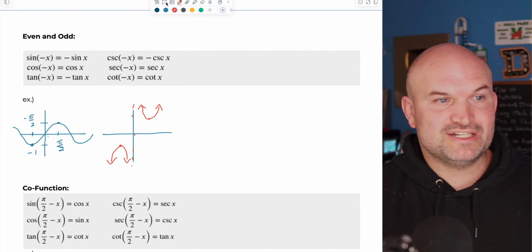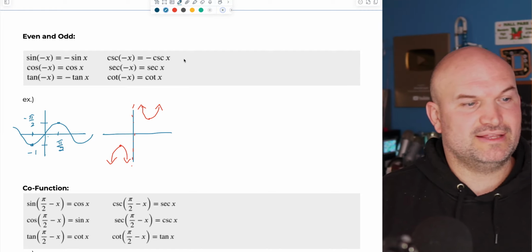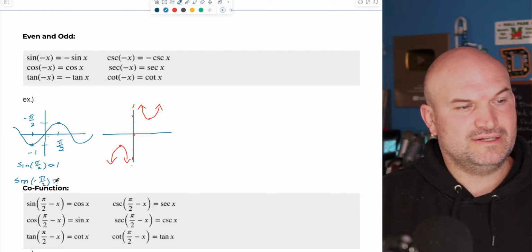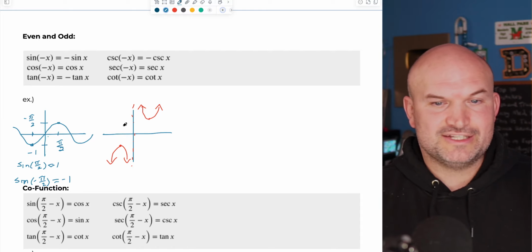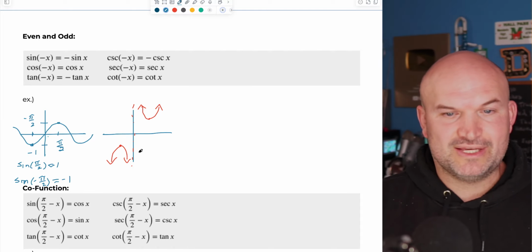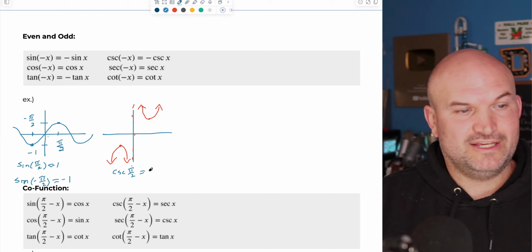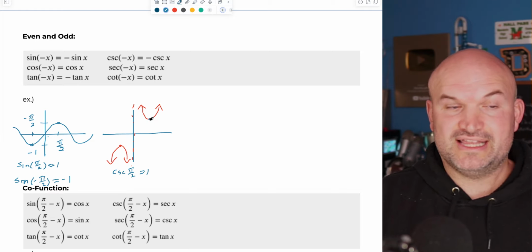So again, what I want you to see is, let me actually just write this out. If I have the sine of pi halves, that's equal to 1. The sine of negative pi halves is equal to negative 1. And ladies and gentlemen, this is true, the exact same thing over here. If I say the cosecant of pi halves, that's going to equal 1, right? You can see that value is right there.